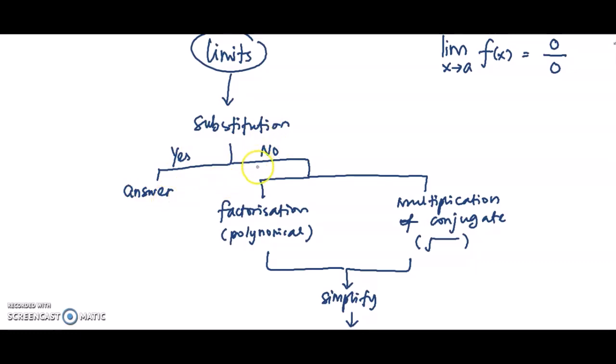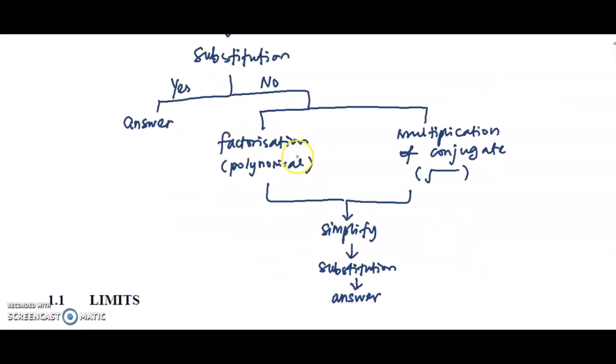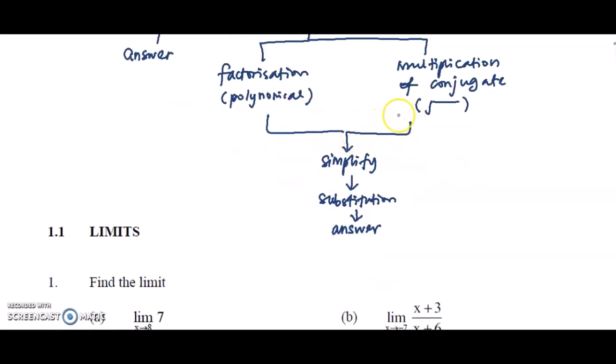If not, meaning you get 0 on top and 0 at the denominator, then we have to proceed to factorization or multiplication of conjugate. So we use factorization when we are dealing with polynomials, and if you see any surd function, on the numerator or denominator, we have to think of conjugate. After we have multiplied or factorized, we simplify our function. Then we go back to the substitution, and finally we get the answer.